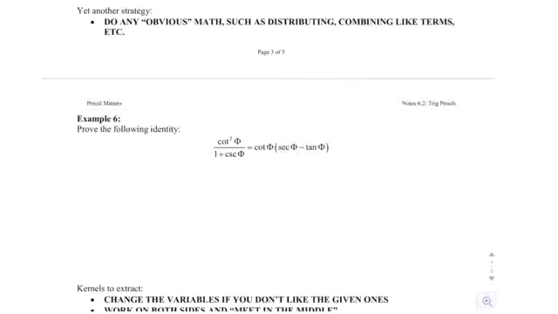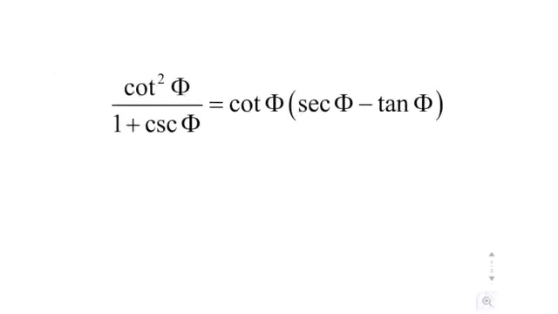Sweet. Example 6. Comments or questions before we move on? Guess what the instructions are in example 6? The following identity. All right. Here we go. What the heck is that variable?